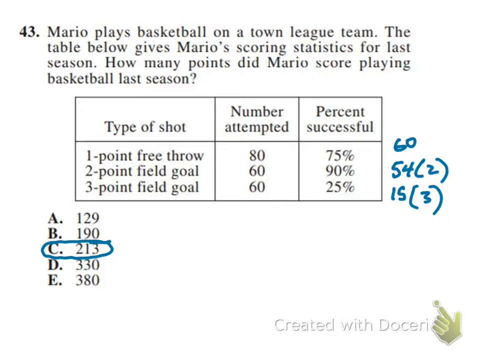The key here, guys, is understanding what it's telling us: 75% of. What does of always mean in mathematics? Multiply, right? So 0.75 times 80 is 60. 0.9 times 60 is 54. 0.25 times 60 is 15. And then you multiply it by the number of points, and you're good to go. So if you don't know anything about basketball, this kind of question would be difficult.